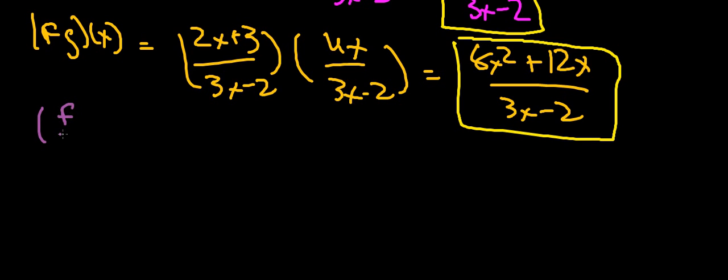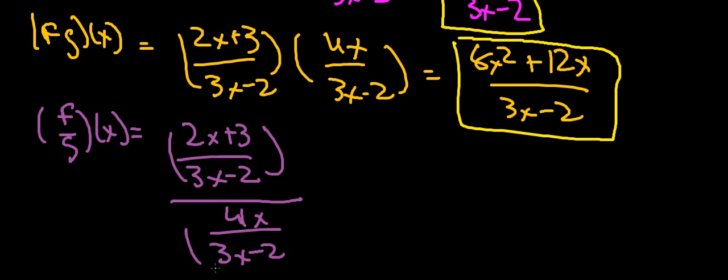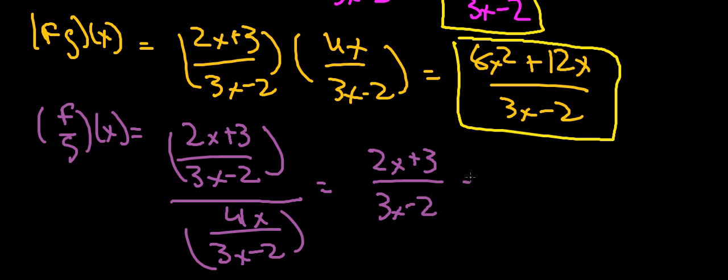So we have f over g of x. This is going to be equal to (2x plus 3) over (3x minus 2), and this is being divided by 4x over (3x minus 2). It's useful to know, and you should know, that when we're dividing, instead of dividing, we can multiply by the reciprocal, and it's the same thing as division. So this monstrosity is equal to 2x plus 3, so we have our numerator, times the reciprocal of this.